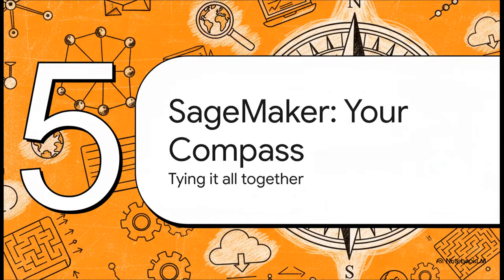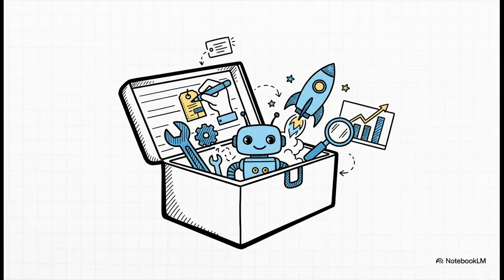Okay, let's step back and pull this all together. We've walked through the entire machine learning journey, from a messy pile of data all the way to a live, running, intelligent application. And at every single turn in the maze, we saw how SageMaker was there to act as our compass. And if you remember one thing from this, let it be this. SageMaker isn't one single, giant, clunky product. It's a comprehensive toolkit. It's a whole suite of specialized integrated services. The entire point is to give you the right tool for the right job at every stage of the process.